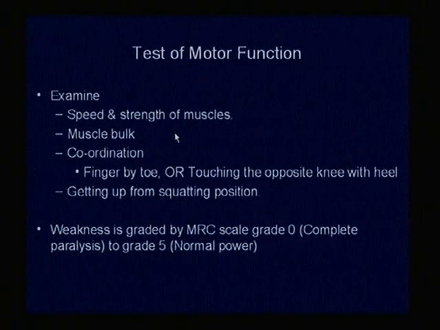Then weakness is graded by the MRC scale, which is grade 0, which is a complete paralysis, and to grade 5 is a normal power. So they are 0, 1, 2, 3, 4 and 5, and accordingly the patient is put into the MRC scale, because this is very important, because when the patient is under observation, you can always find out whether he is improving or is deteriorating once you have noted down the MRC scale in these cases.